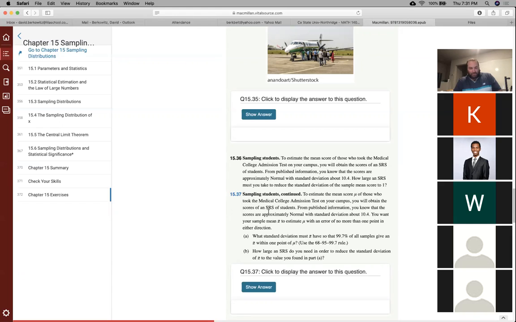So 3 times 10.4 over the square root of n is equal to 1. If I get the square root of n to the other side, I get 31.2 equals the square root of n. Once I have that, what do I do next? Square it. So I get n equals 973.44. But I can't ask 973.44 people, can I? So how many people do I ask?